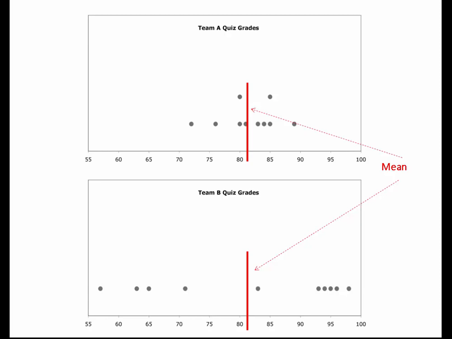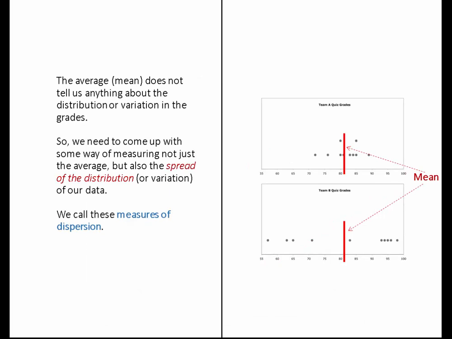If you would calculate the average, or the mean, which is the same here, the average, for these two data sets, for these two groups, you would come to the same score. You would get 81.5. But obviously, there's a difference here, right? And that's sort of what we try to get to.